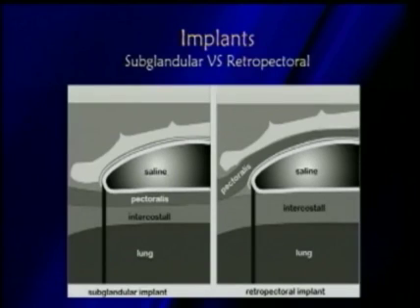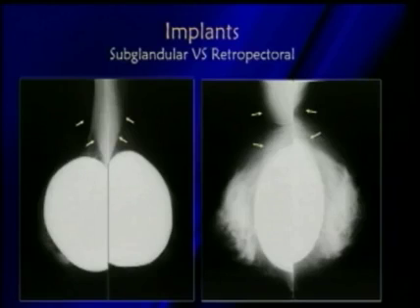Now, implants can either be subglandular or behind the pectoralis muscle, retropectoral, and in evaluating those, the pectoralis muscle actually gets fairly thinned. But if you scan the pectoralis, you can see separation of pectoralis major and minor, and look to see if it is subglandular or retropectoral. Much easier to tell this on the mammogram.